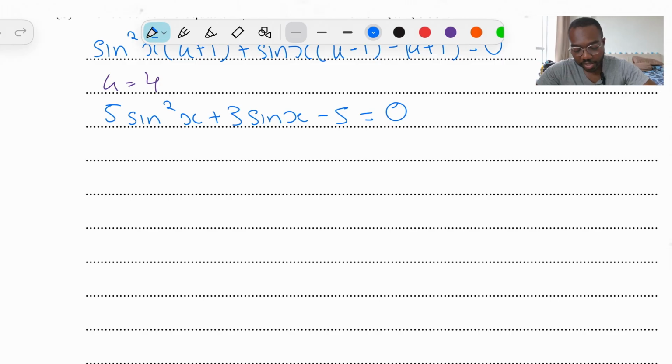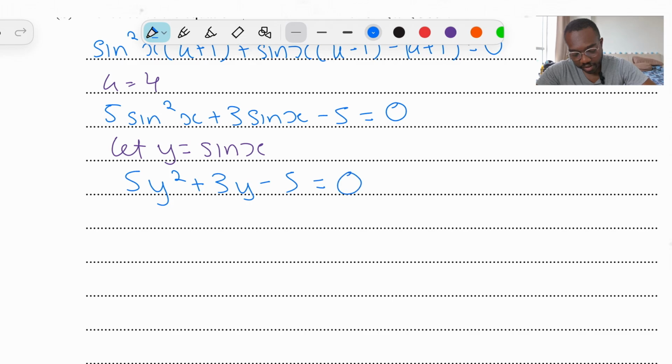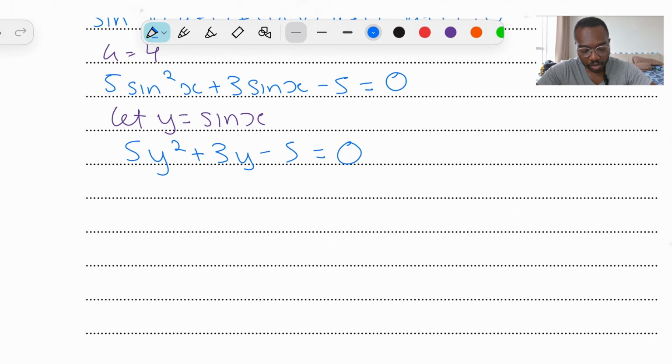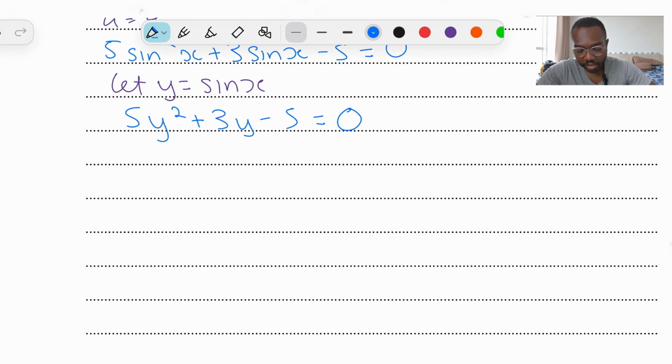So now we have a quadratic equation. Let's put a little substitution in to make it a bit easier. So let y equal sine x. Therefore, we have 5y squared plus 3y minus 5 is equal to 0, okay? Now this was a bit difficult. We can't just factorize it. We have to use either completing the square or the quadratic formula. Let's use the quadratic formula, okay?